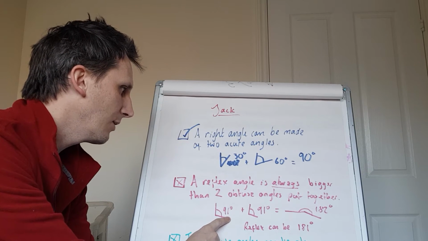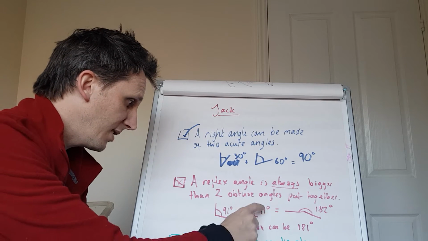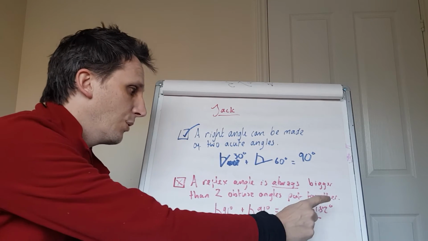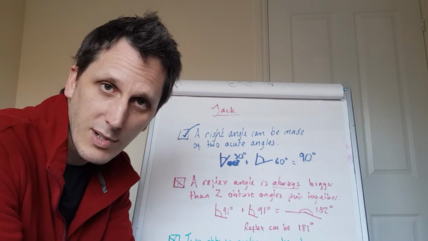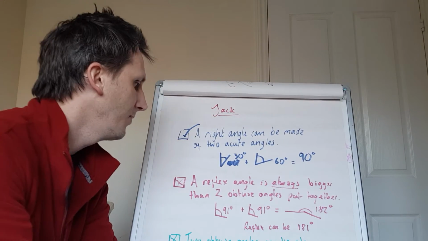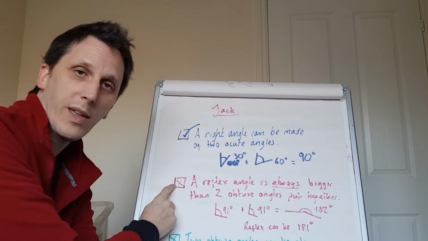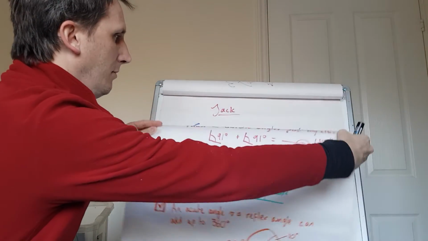So a reflex angle is always bigger than 2 obtuse angles. Well, here's 2 obtuse angles, 91 and 91. That would equal 182. But of course, a reflex angle can be 181. So it's not always bigger. It can be smaller than 2 obtuse angles. So no, that one is not true. There's 2 left.